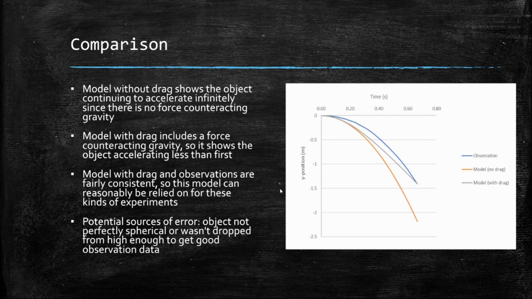Some potential sources of error here were that the object wasn't perfectly spherical, since it was just a paper ball, or it wasn't dropped from high enough to get a good observation.